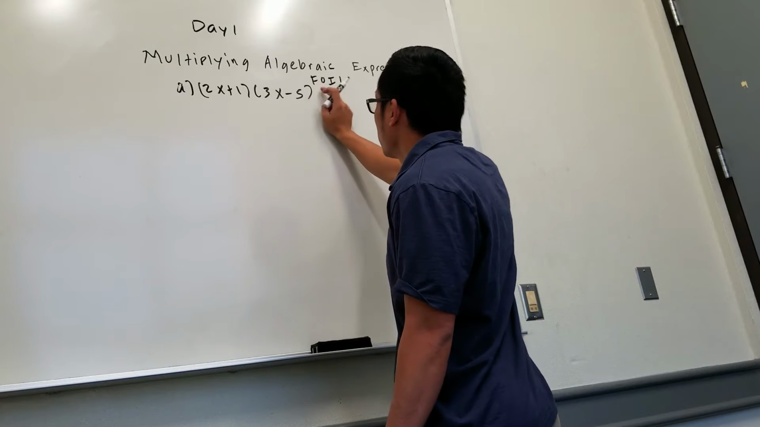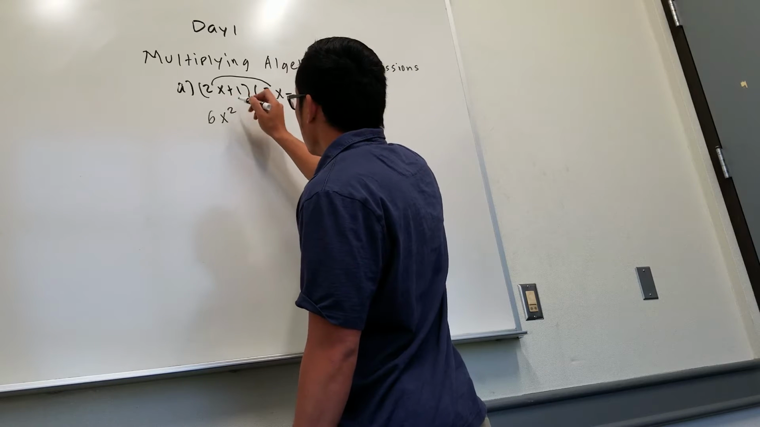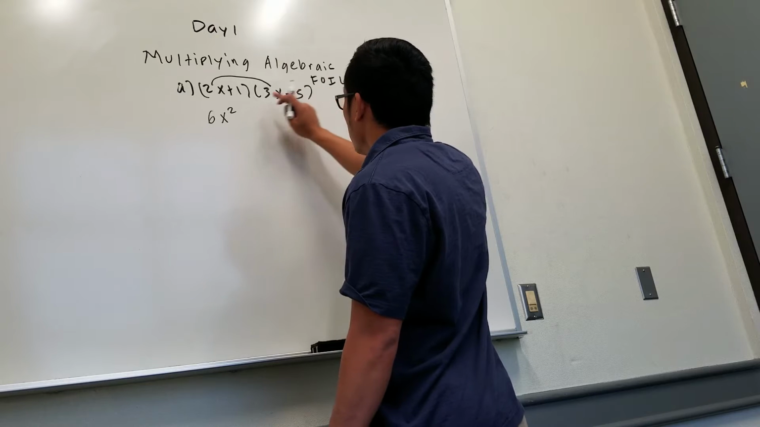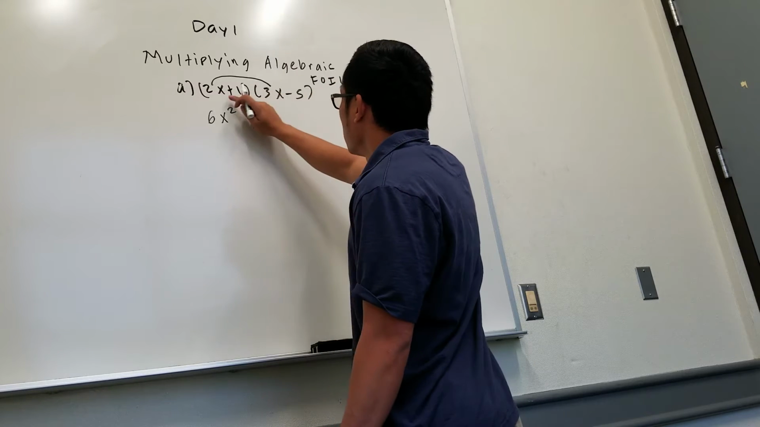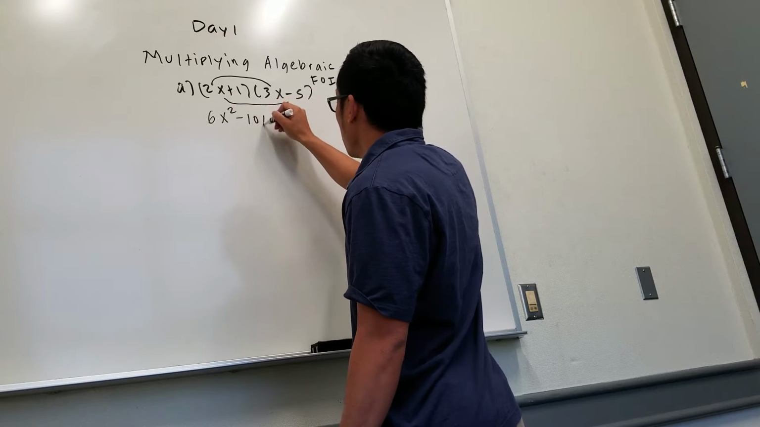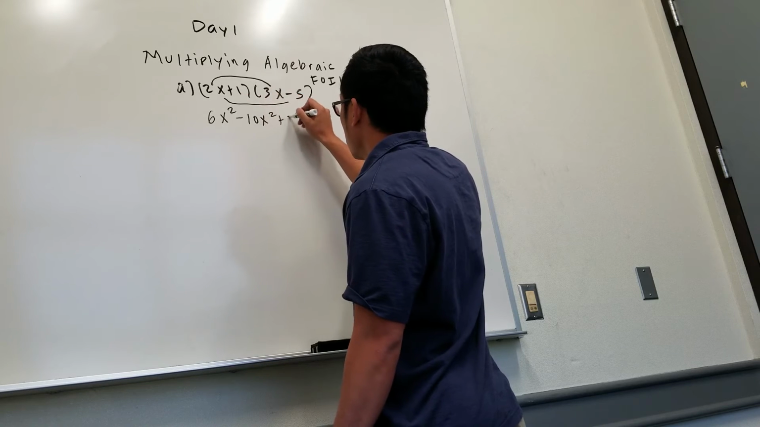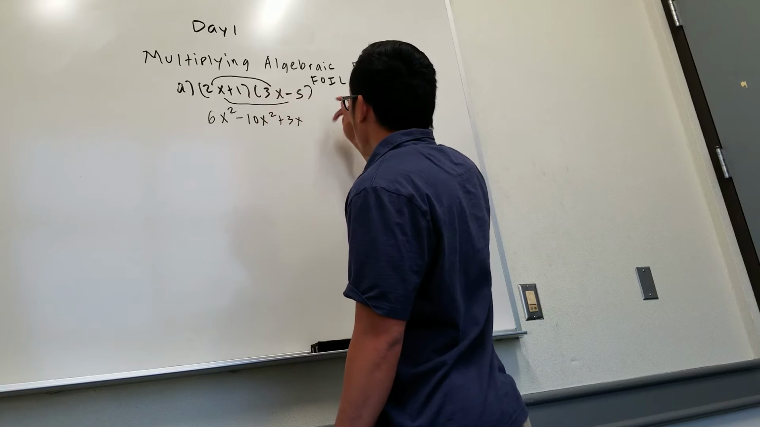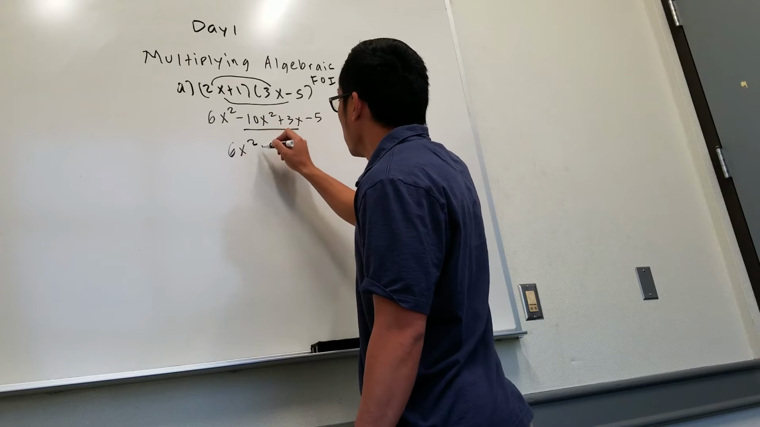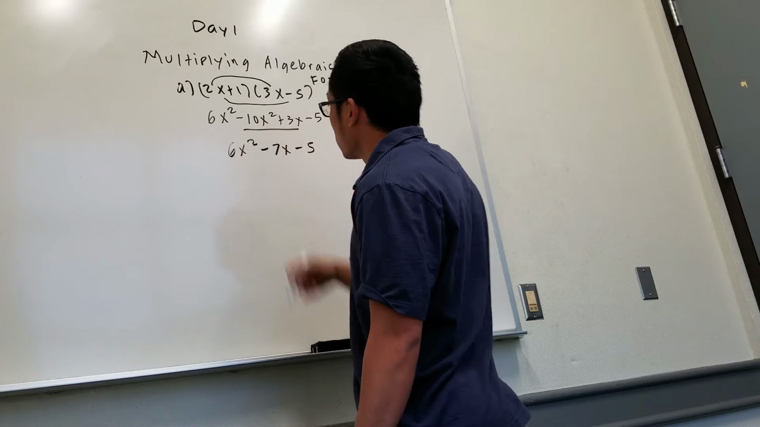Another way to think about it. First, that would be 2x times 3x, which is 6x squared. Then outer is 2x times negative 5, which is negative 10x. Then inner is 1 times 3x, which is plus 3x, and then 1 times negative 5 is the last one. Combining like terms, you have 6x squared minus 7x minus 5. That's it.